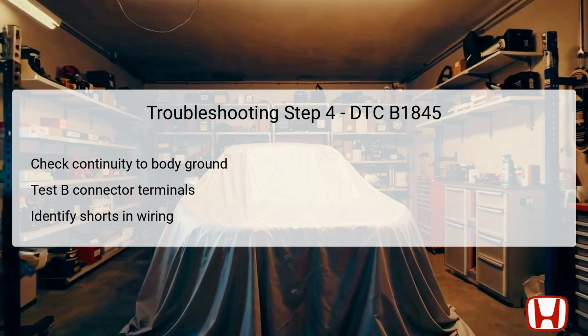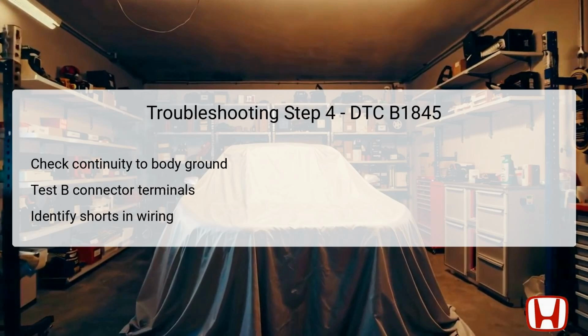Step 4 involves checking for continuity between the power seat control unit connector B, 40P, terminals, and body ground. This is critical, as a lack of continuity may indicate that the correct electrical path is interrupted due to incorrect wiring or short to ground. Specifically, terminals number 15, number 20, and number 38 must be tested individually. The continuity test will reveal whether electrical signals are successfully reaching the control unit from the switch.